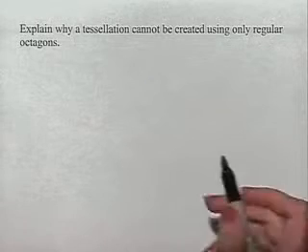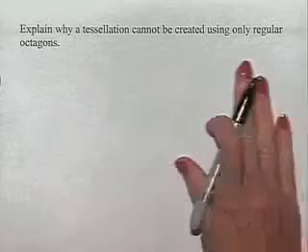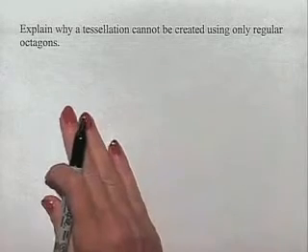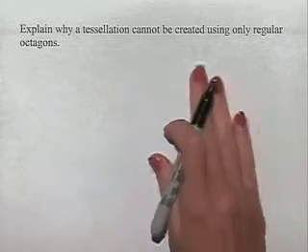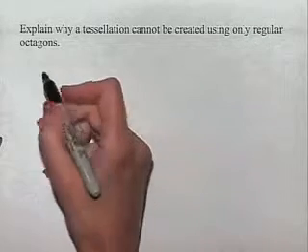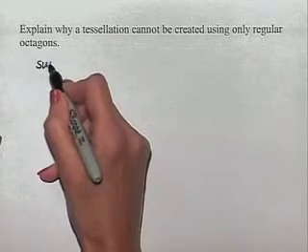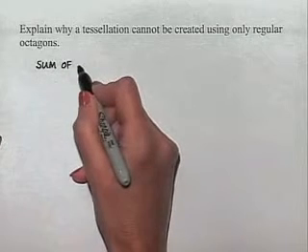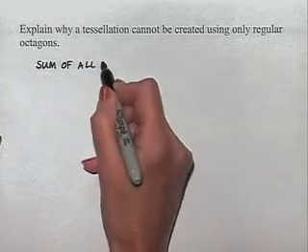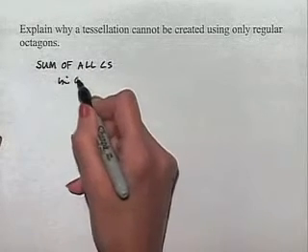Now we're going to look at a problem dealing with a tessellation. Explain why a tessellation cannot be created using only regular octagons. Now a tessellation means a tiling of the plane. So that means we could take octagons, placing them next to each other, and end up covering the entire plane. Well, let's look at this algebraically. That is, what do we know about the sum of all of the angles in an octagon?